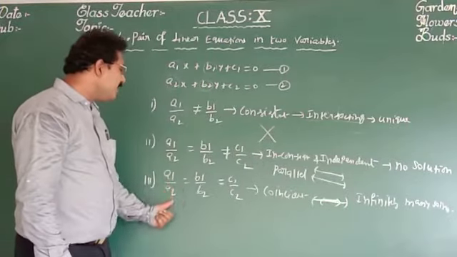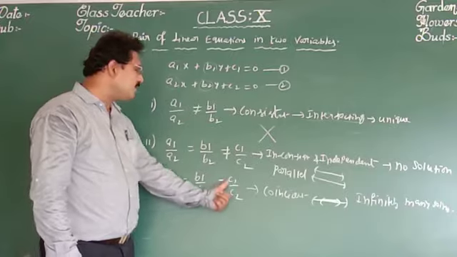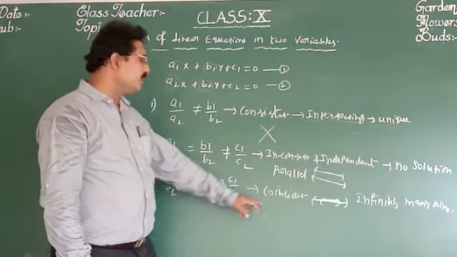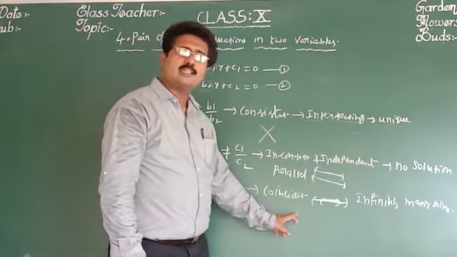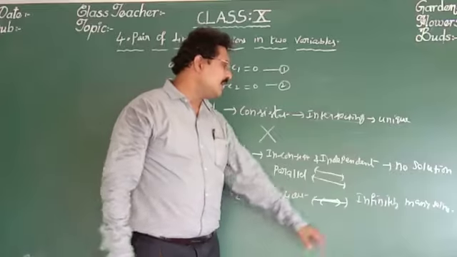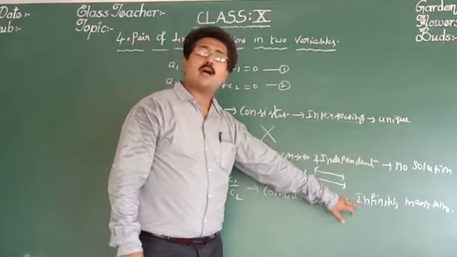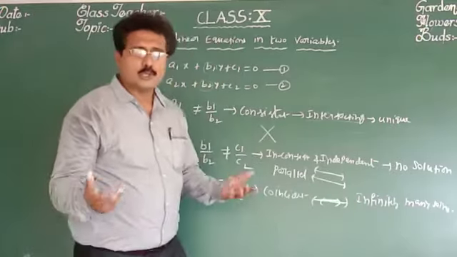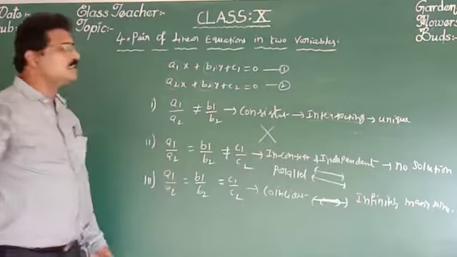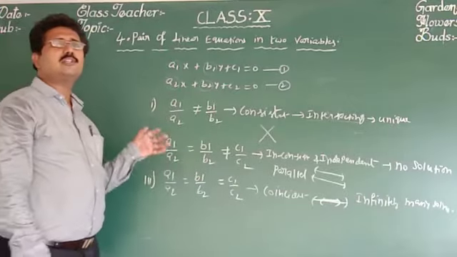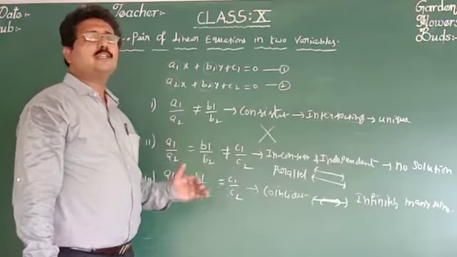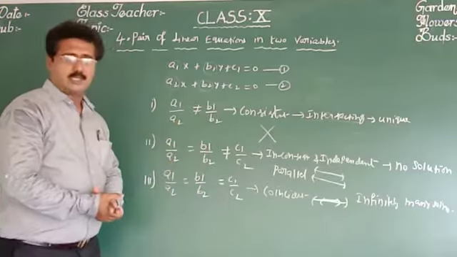Next, A1/A2 is equal to B1/B2 is equal to C1/C2. Then those two are coincident lines and they are dependent lines, and they have infinitely many solutions. So please note down this. These are very important. This is the relationship between the coefficients and the nature of the system of equations.